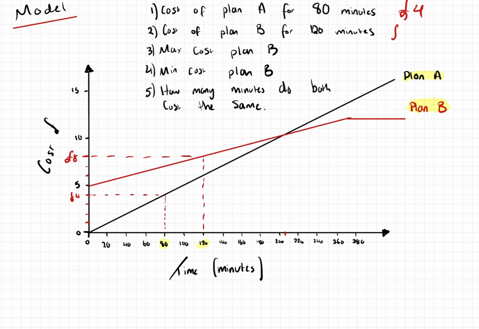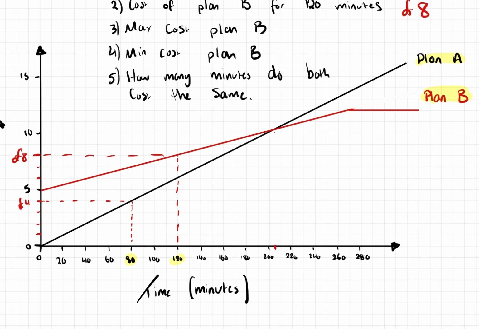Looks good. Okay, what's the max cost of plan B? Well, what we can see here, it goes up, up, up, and then it seems to be capped here. So they must cap it off here. As you can see, no matter how many more minutes you get after that, there's no increase. Let's go all the way in. What do we have? Yeah, they cap it at £12 for this one.